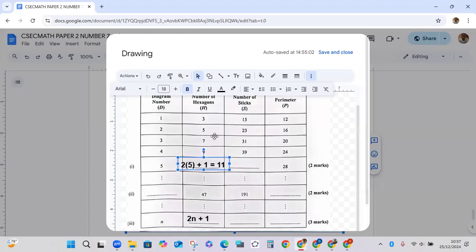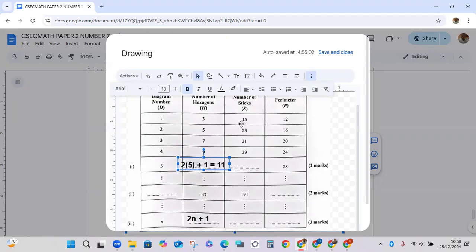Let's see if this applies for the number of sticks. 23 subtract 15 will give us 8. 31 subtract 23 will give us another 8. 39 subtract 31 will give us another 8. So it seems that 8 is constant. It's like a gradient, an increase of 8 all the time. So that gives you a linear sequence, a linear pattern.